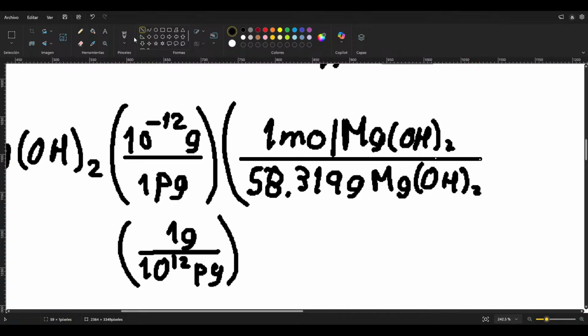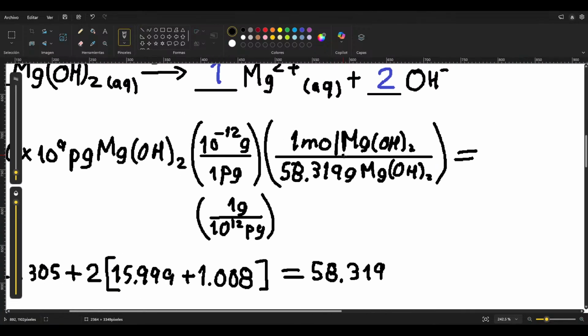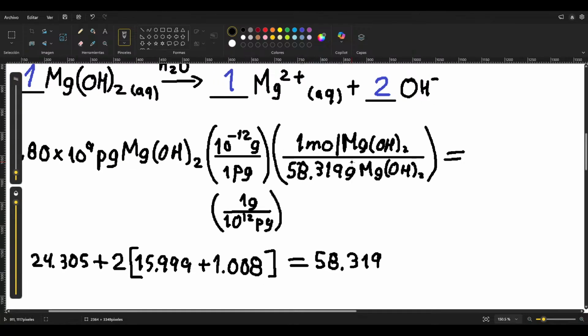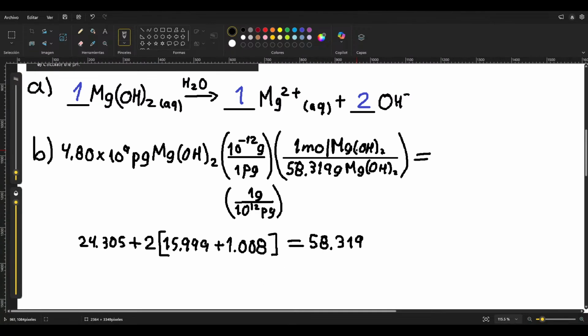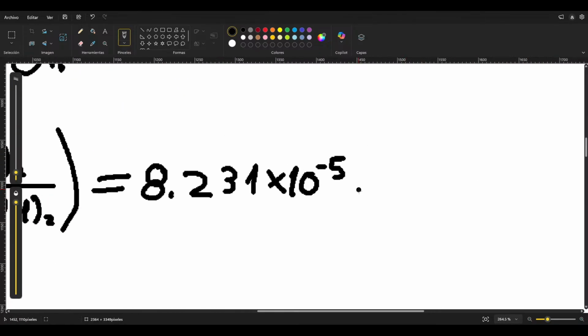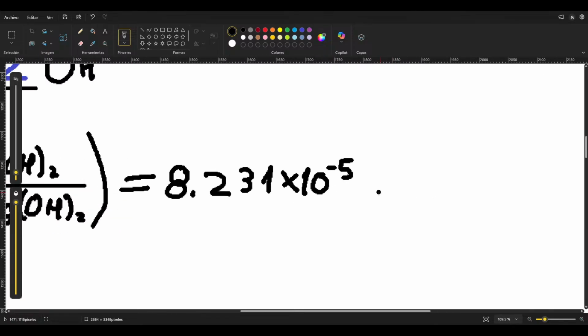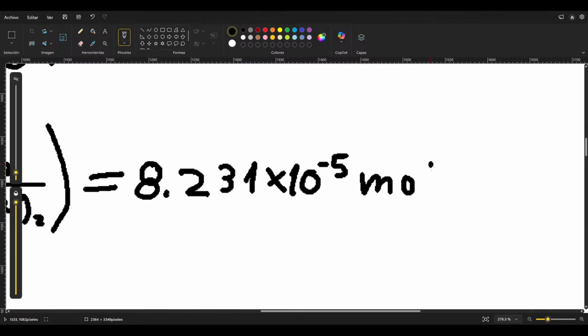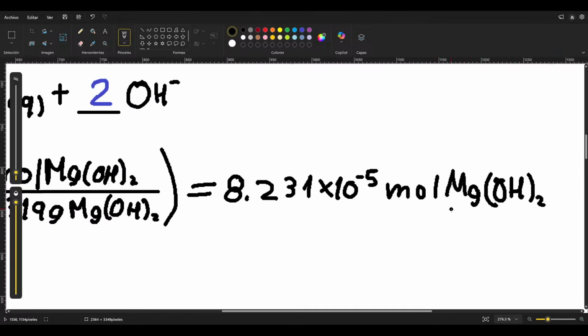And with that we have the conversions. We just have to plug this into the calculator specifically. And this is gonna give 8.231 times 10 to the negative 5, if I'm not mistaken. And the unit for this is moles of magnesium hydroxide. Yep, that is correct. Okay.